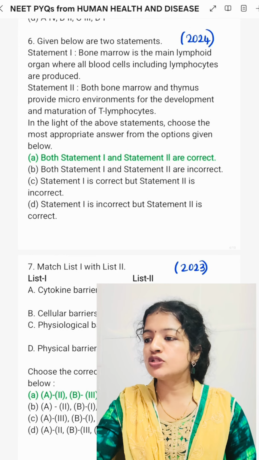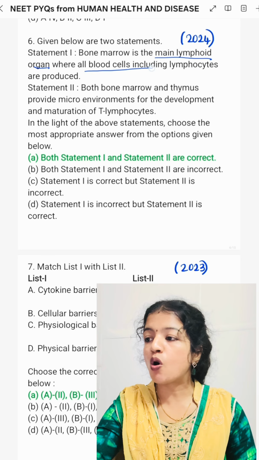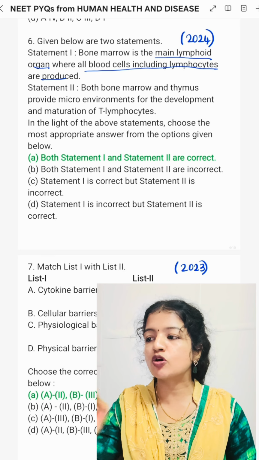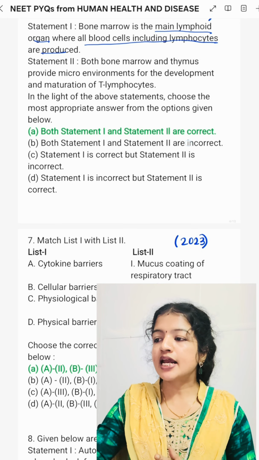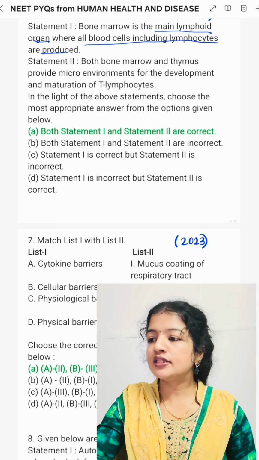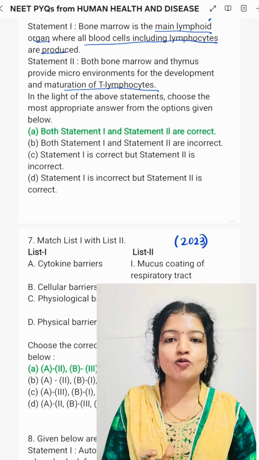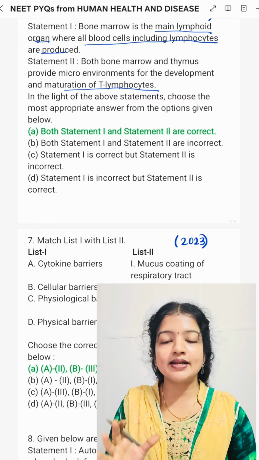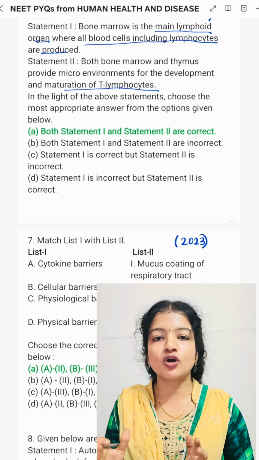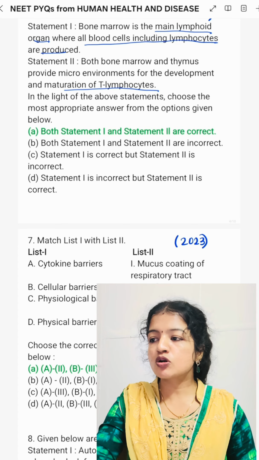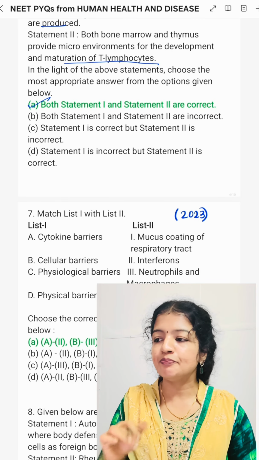Then given below are 2 statements. Statement 1. Bone marrow is the main lymphoid organ where all blood cells, including lymphocytes, are produced. This is the correct statement. Statement 1 is correct. Statement 2. Both bone marrow and thymus provide microenvironments for the development and maturation of T lymphocytes. This is also a correct statement. T lymphocytes produce ஆகிறது and develop ஆகிறது bone marrowல, whereas mature ஆகிறது thymusல. So this is also a correct statement. Option A, both statement 1 and statement 2 are correct, is the correct option.